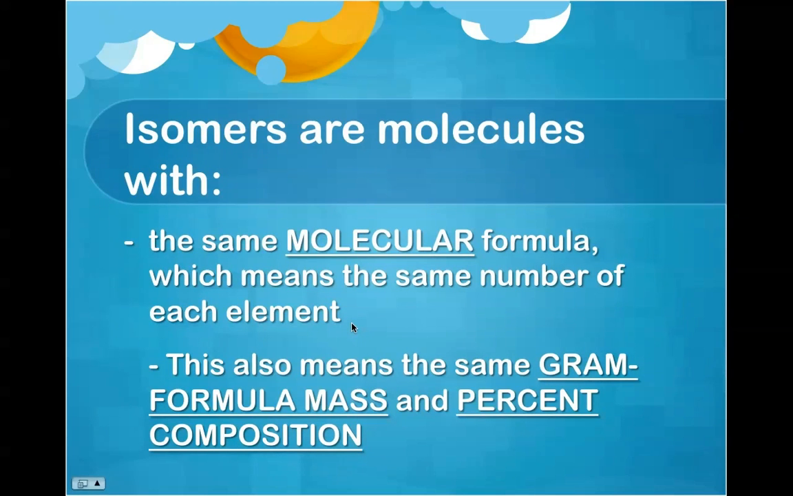All right, so you can get rid of that 4th box in that chart in your notes. So isomers are molecules, and we start talking about isomers now because you're going to see a lot of different similarities and things that we're going to be doing in class between different molecules with our alkanes, alkenes, and alkynes. Isomers are molecules that have the same molecular formula, so they have the same number of each element. That means they have the same GFM and the same percent composition for each of their elements.